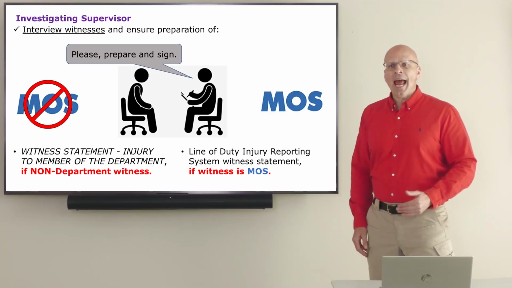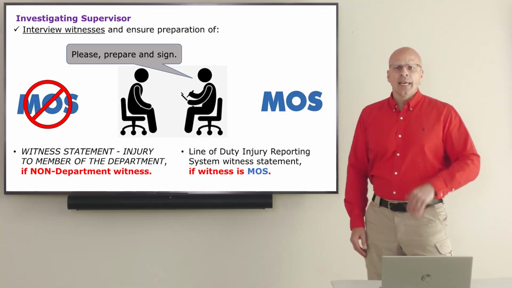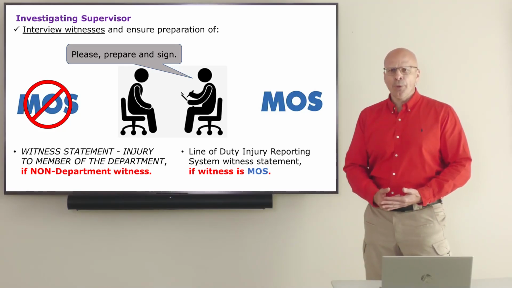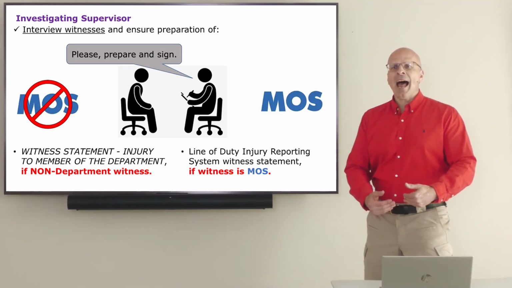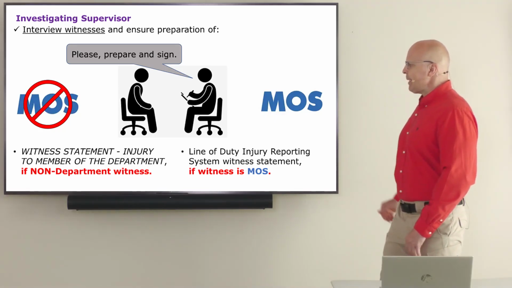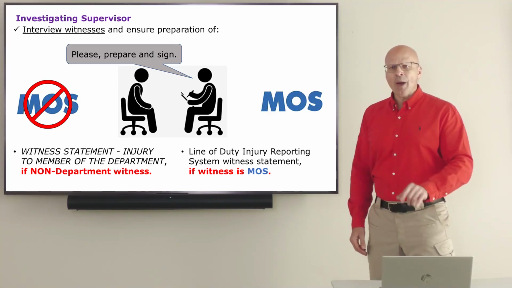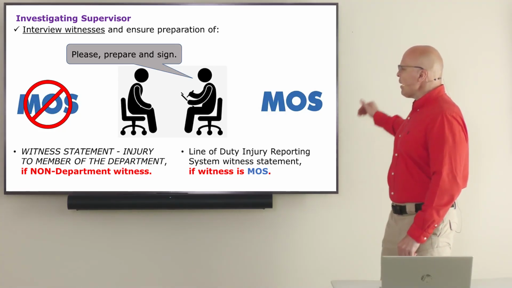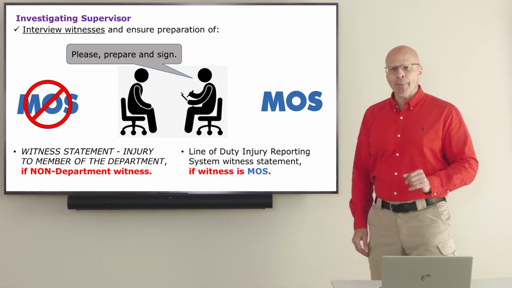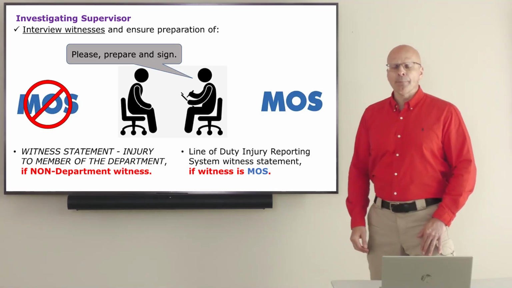But what happens if the witness is not a department witness? He's not a member of the department. Well, he doesn't have access to a computer, so we're going to have him fill out a physical form. He will prepare that witness statement, injury to the member of the department. So be careful here, because if the witness is a member of the service, he will prepare that line of duty injury reporting system witness statement, and if he's not a member of the department, he'll have the witness statement, injury to a member of the department prepared.